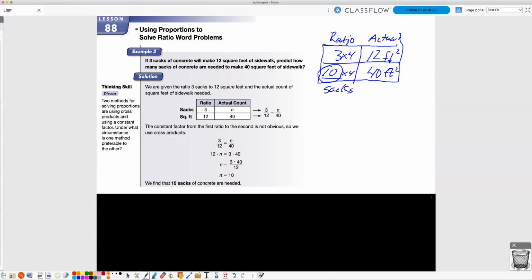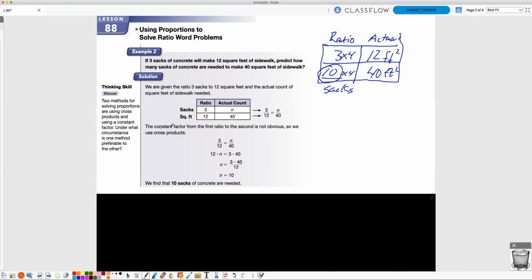So if our ratio is 3 to 10, the actual amount of concrete created from it would be 12 to 40. So it still works out in that way. But in here, the solution, they said, we are given the ratio of 3 sacks to 12 square feet. And the actual count of square feet of the sidewalk is needed. So we didn't know, in this case, it's saying that if we use 3 sacks out of 12 square feet, that's the ratio that they were using. And the actual count of the square footage of sidewalk is 40.